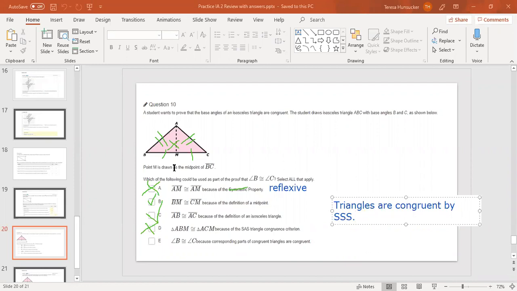So if we know the triangles are congruent by side, side, side, is angle B congruent to angle C? Yes. Remember the CPCTC theorem? Corresponding parts of congruent triangles are congruent. We use this after we use a triangle congruence theorem to prove corresponding parts are congruent. So that would be a correct choice as well.